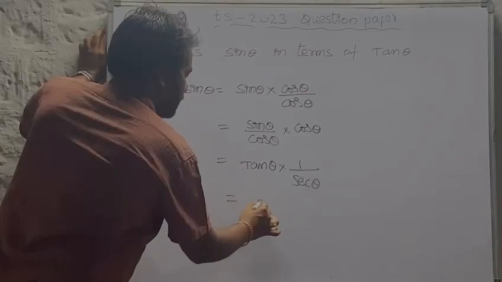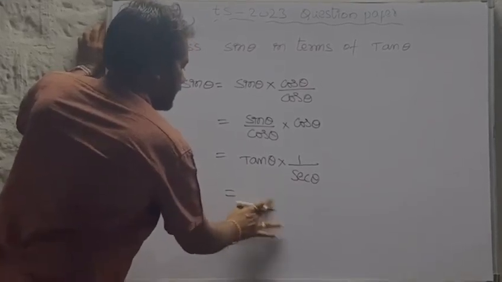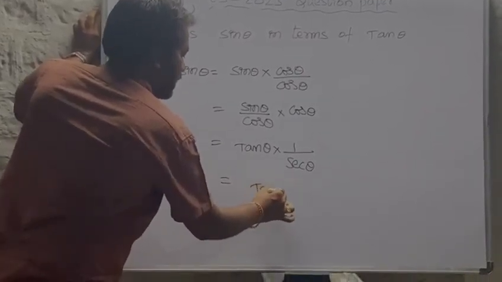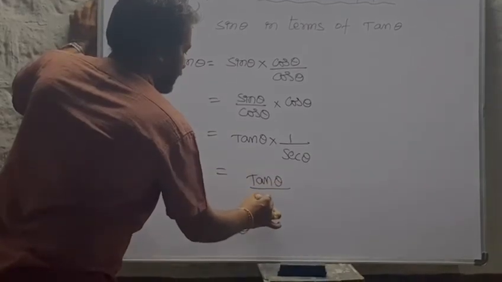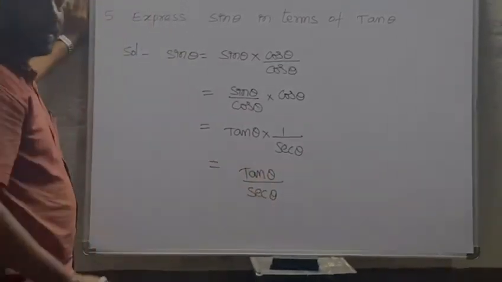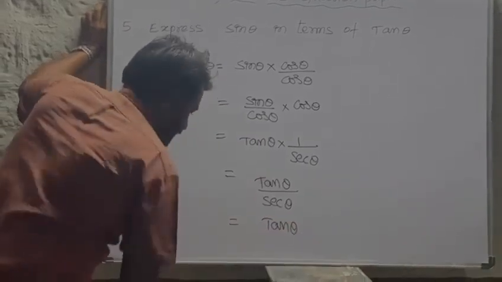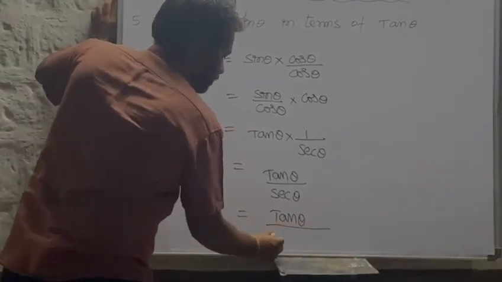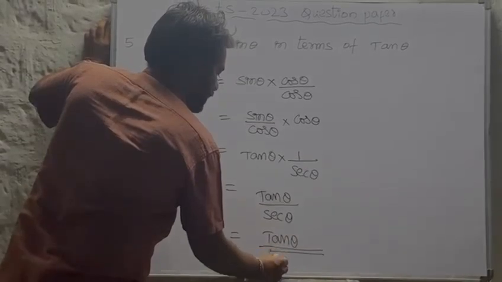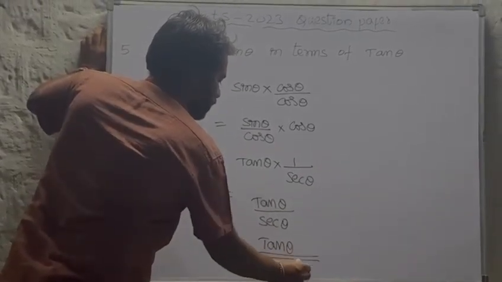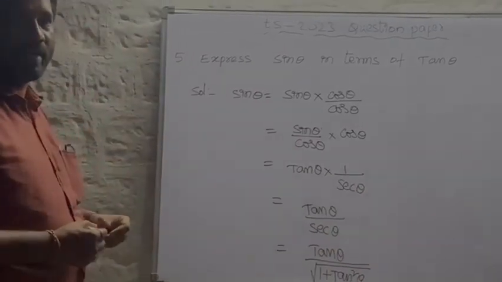So finally it can be written as tan theta by secant theta. Tan theta by, we are writing this secant theta as root 1 plus tan square theta. So I will explain one more.